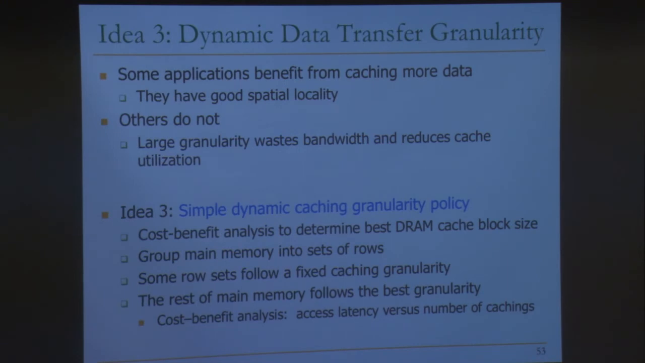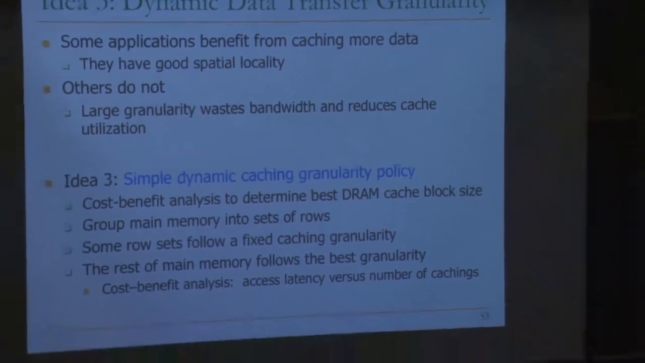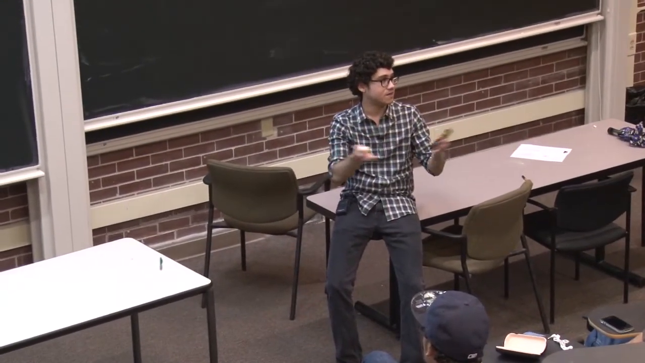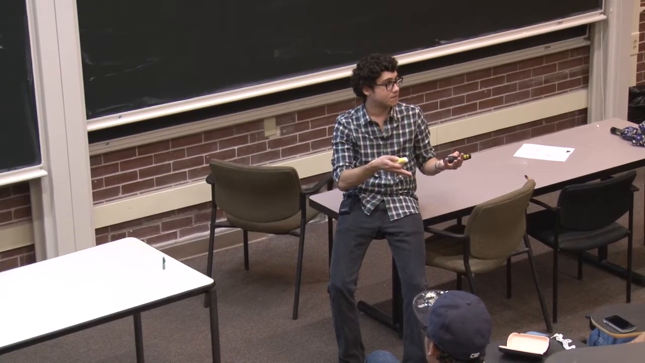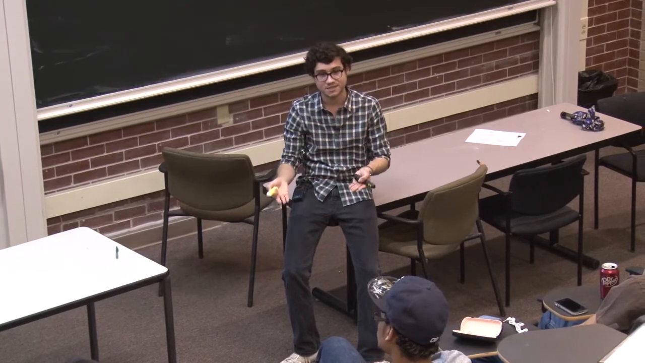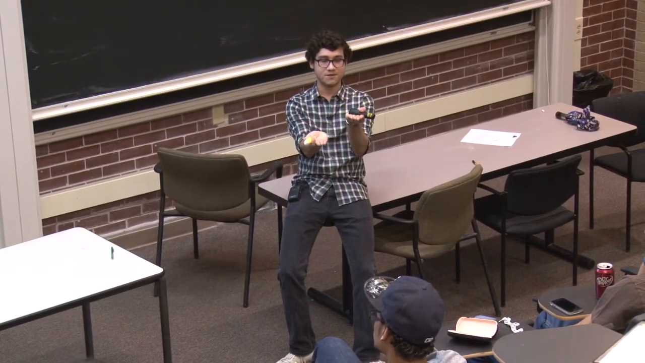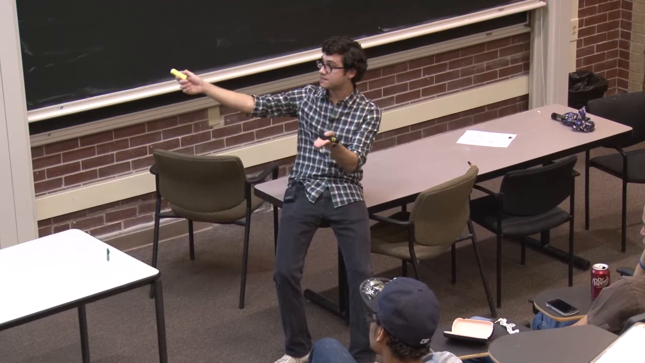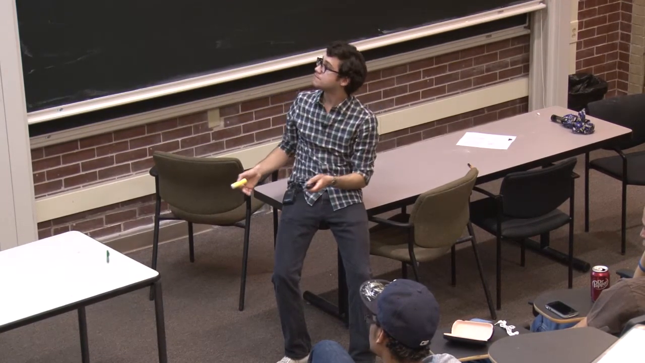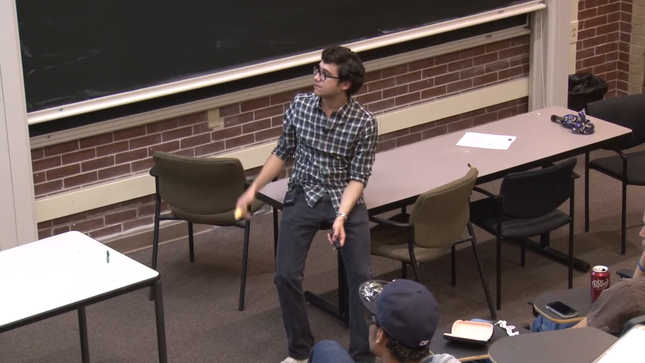To figure out this information, we compare the average access latency within these sets versus the amount of data that they've cached. The cost of caching at a large granularity is moving a bunch of data across the bus. The benefit is you potentially get better average memory access latency. If we look at these two values and compare them, for each of these tester sets we can pick the one that has the most benefit for the least cost. And we do this every quantum. Simple.